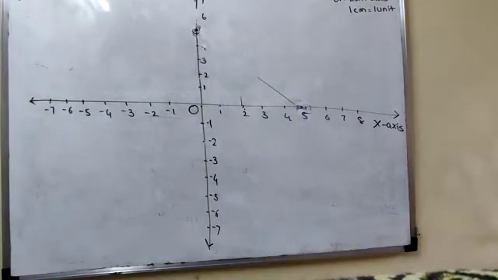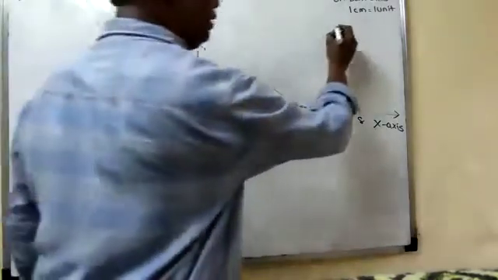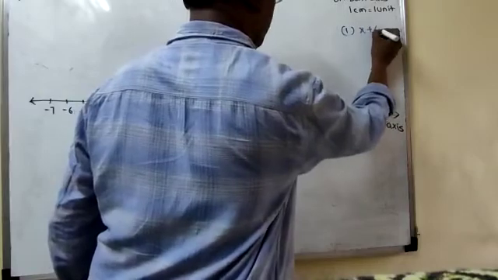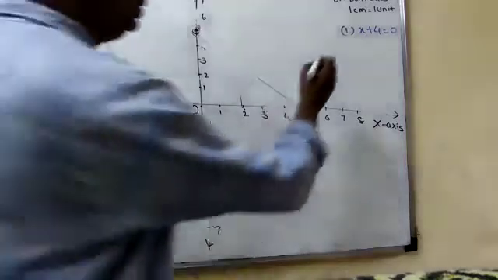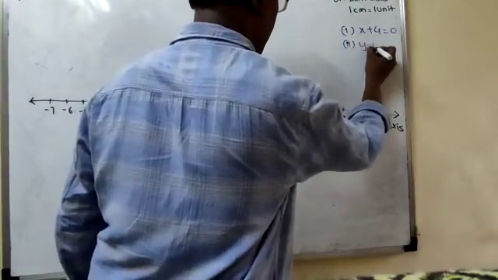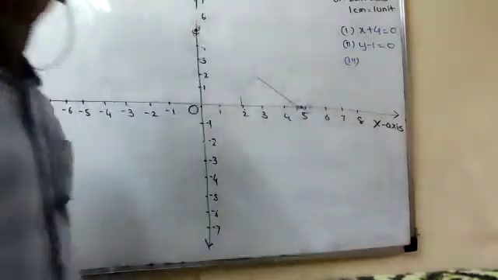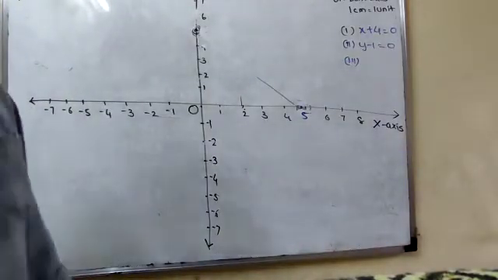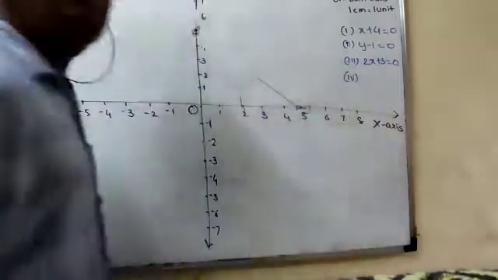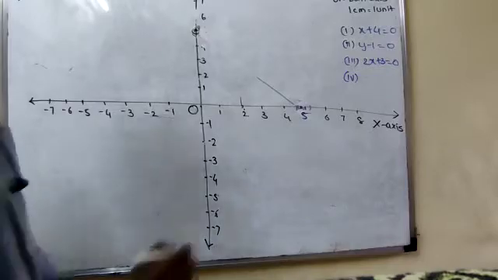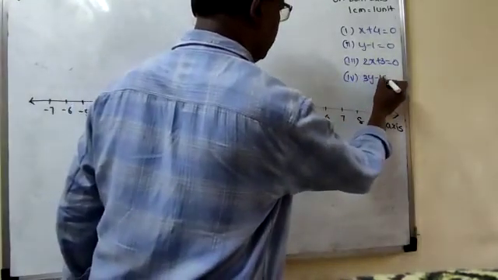Draw the graph of the following equations on the same coordinate system and write the coordinates of the points of intersection. So there are 4 equations given. The first equation is x plus 4 is equal to 0, the second is y minus 1 is equal to 0, the third equation is 2x plus 3 is equal to 0, and the fourth equation is 3y minus 15 is equal to 0. These are the four equations given.